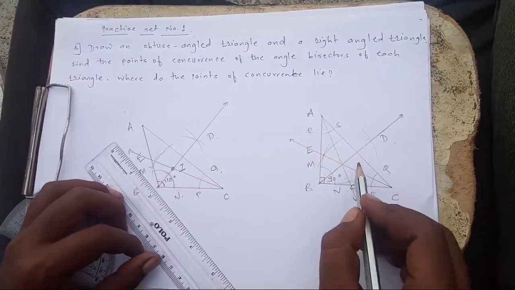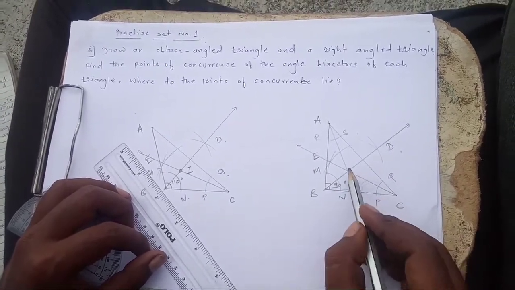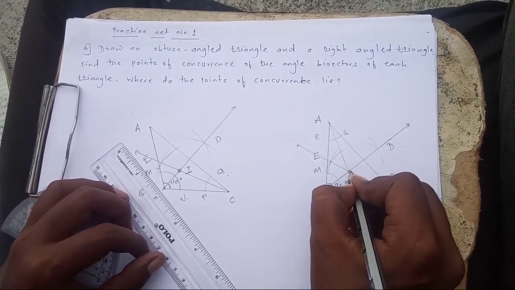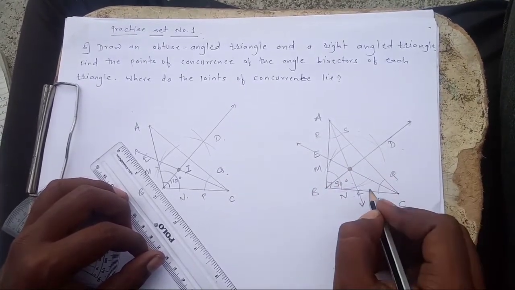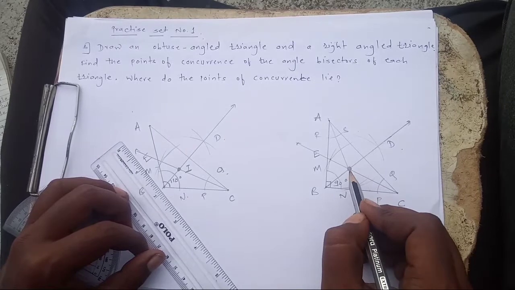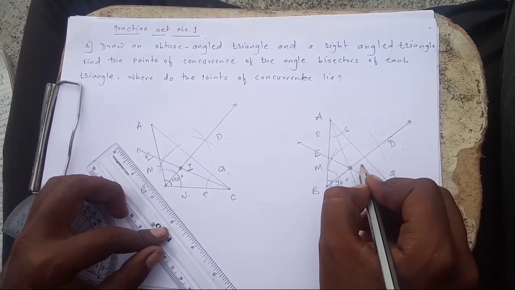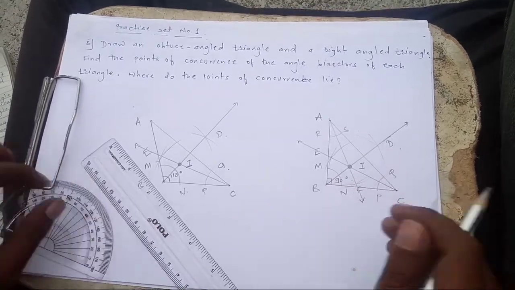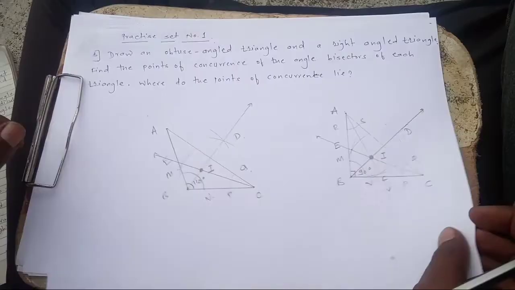Now in this figure, these three bisectors are passing through the same point. This point is nothing but the point of concurrence, and this point lies inside the triangle. I will name it as I. Okay. Now move on to problem number 4.